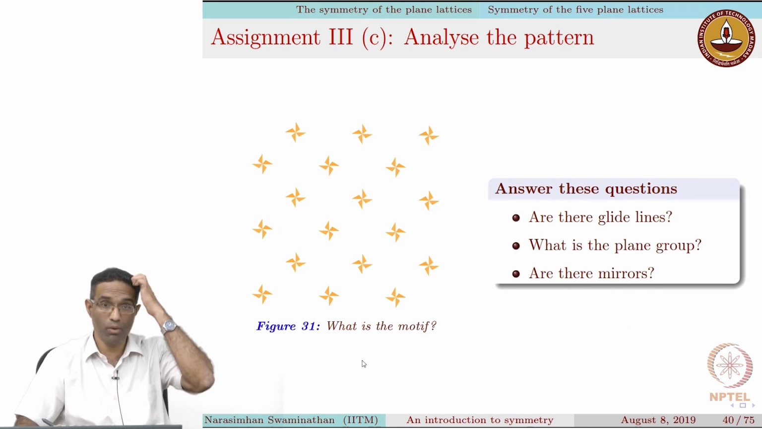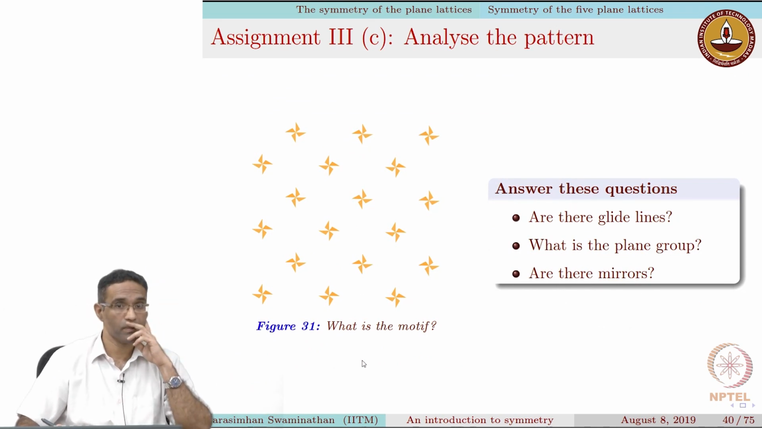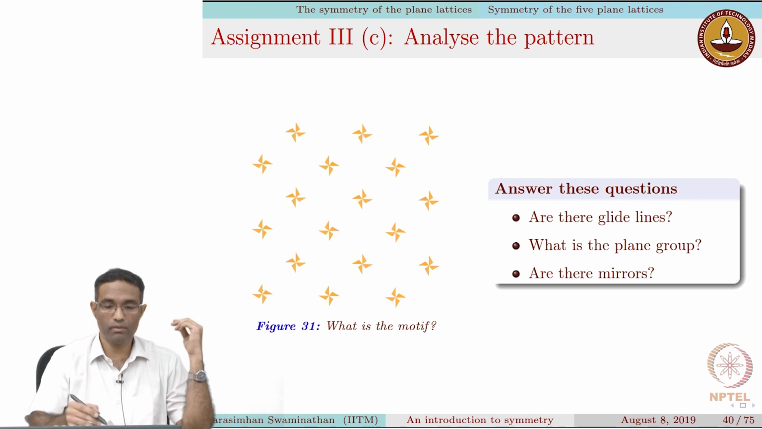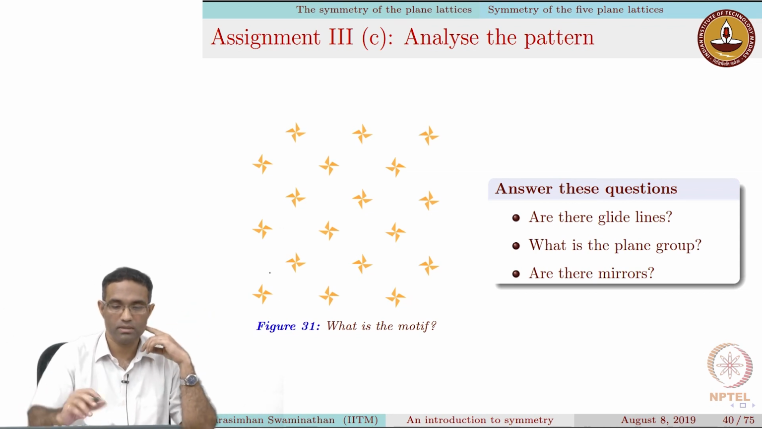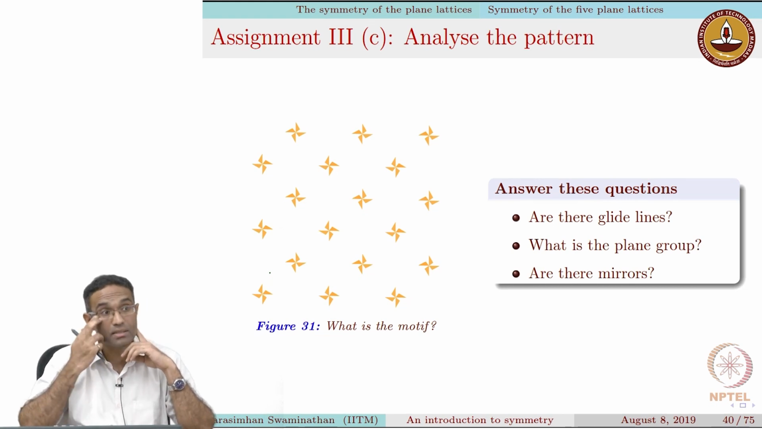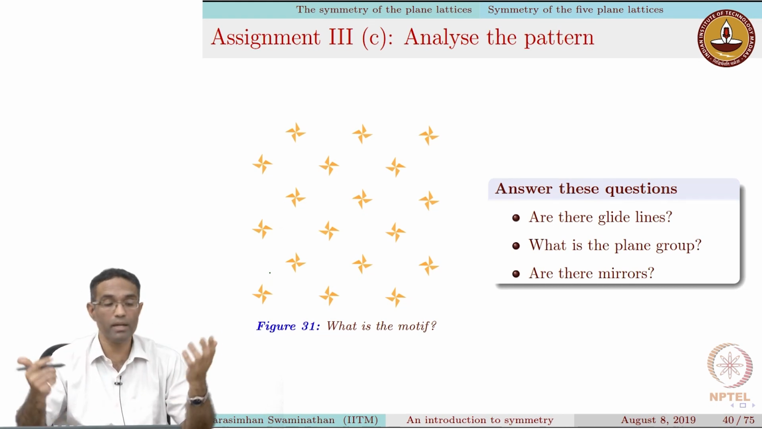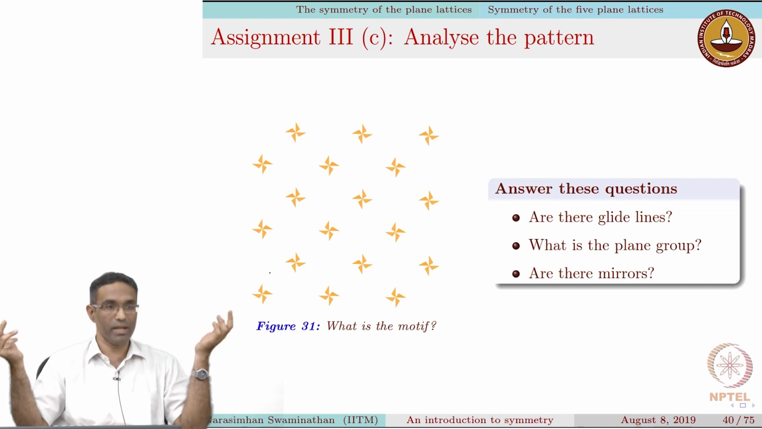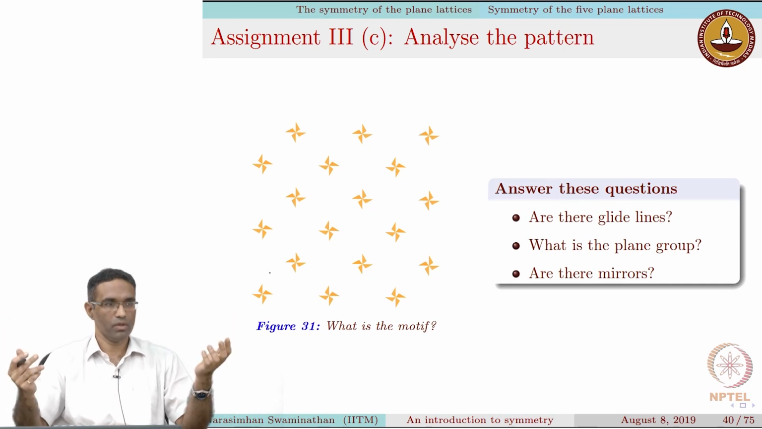This one is a little bit more complicated. What is the motif? This is a motif, but it's flipped in different ways, right? And there are glide lines, there are mirrors, everything is here, but it has got to be only one of those 17 different plane groups. So what is it?